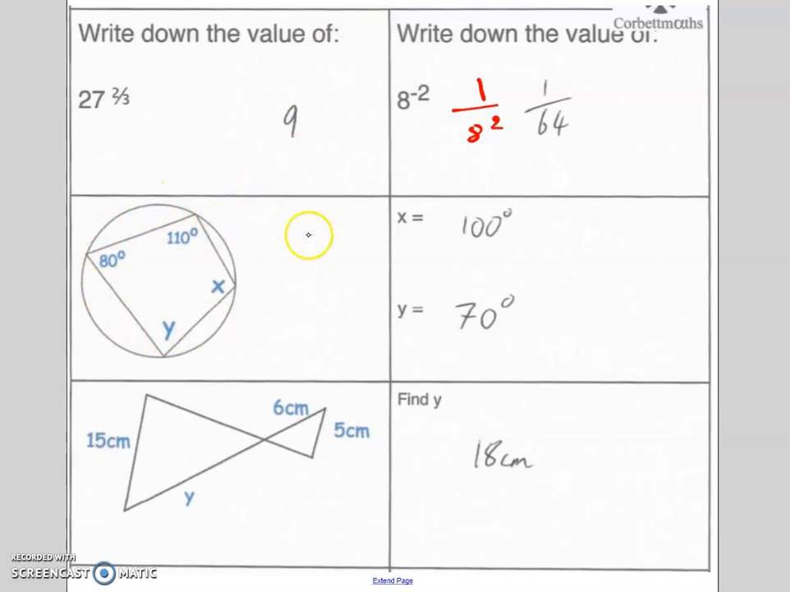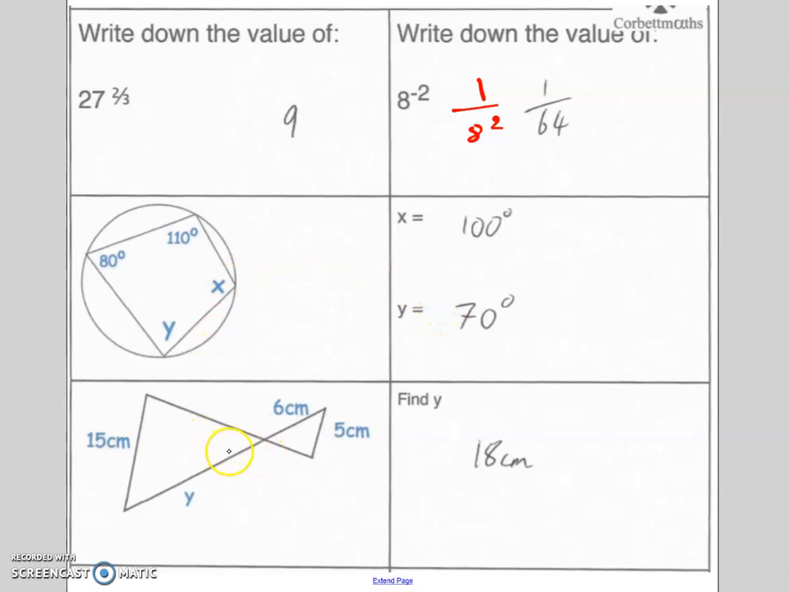Circle theorems here. So we've got a cyclic quadrilateral. Remember, opposite angles in a cyclic quadrilateral add up to 180. So nice and clearly you can see x, of course, would be 100 and y would be 70. So not too much work involved in that one.